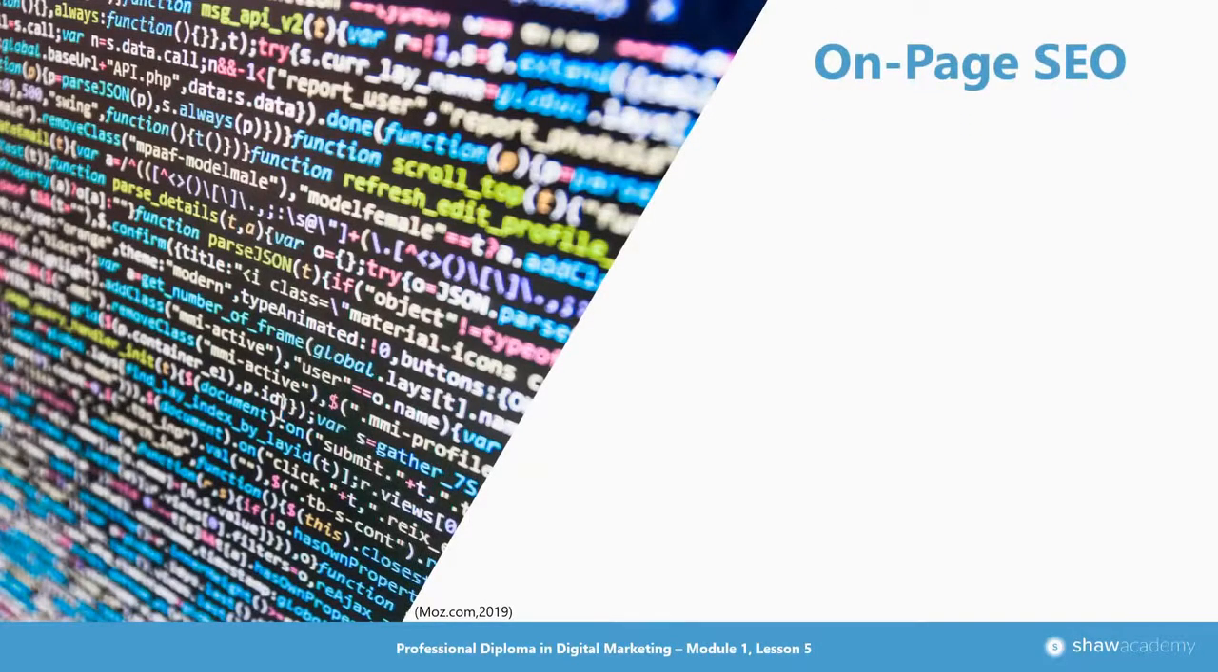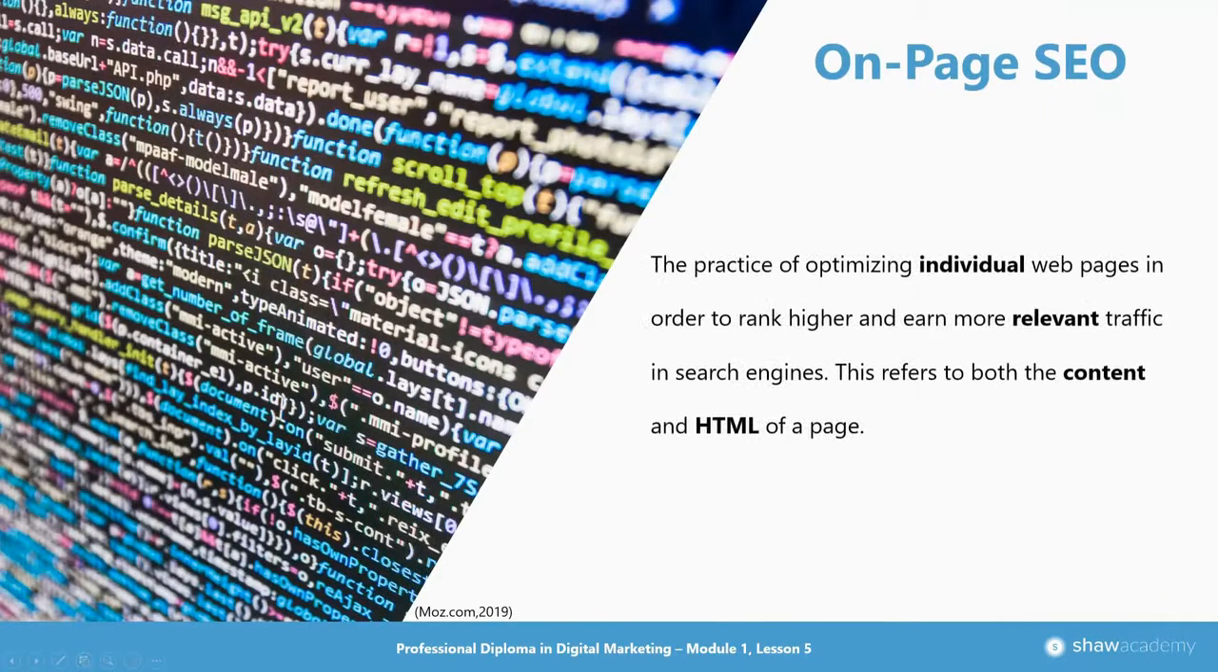So first we have on-page SEO, and on-page SEO is the practice of optimizing individual web pages in order to rank higher and earn more relevant traffic in search engines. So not only Google, but Google is one of the biggest. On-page refers to both the content and the HTML source code of a page that can be optimized.